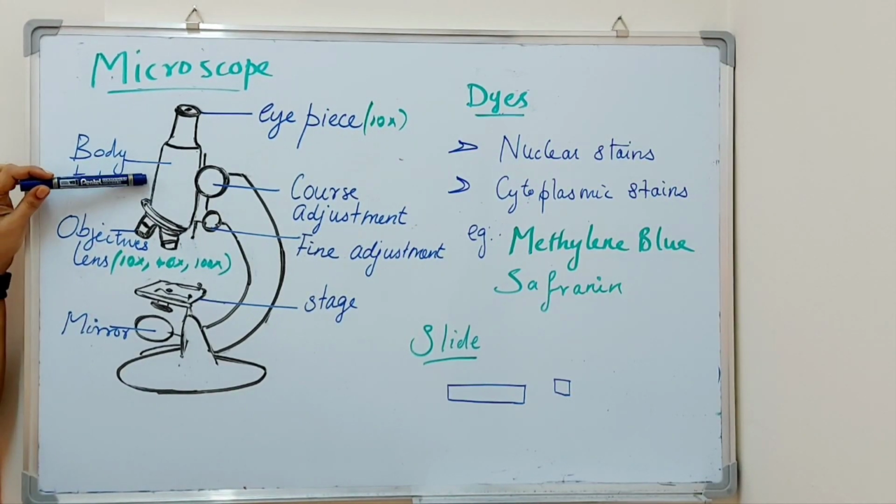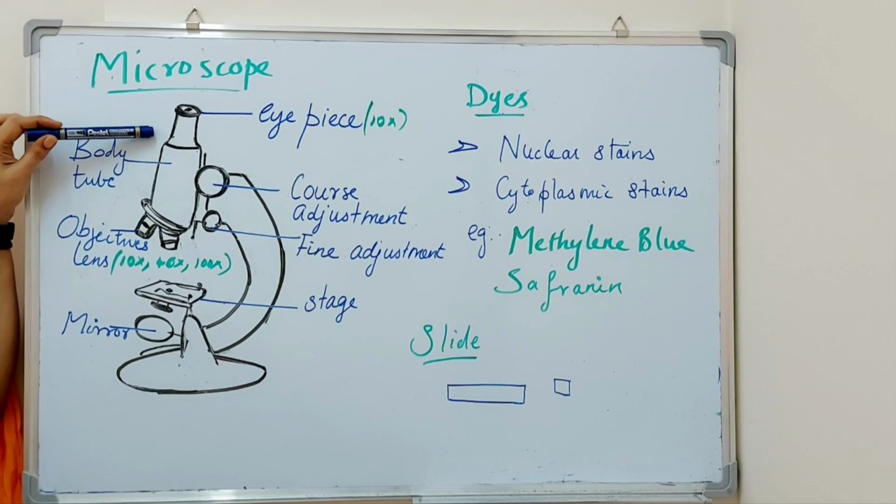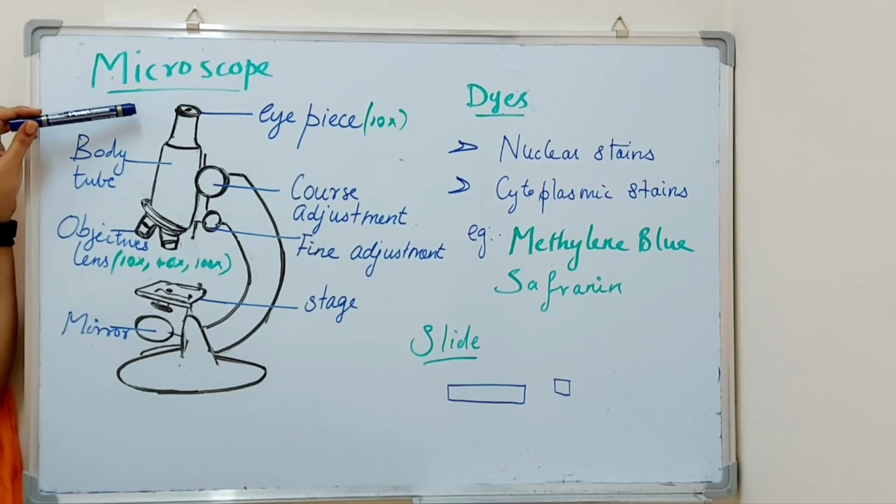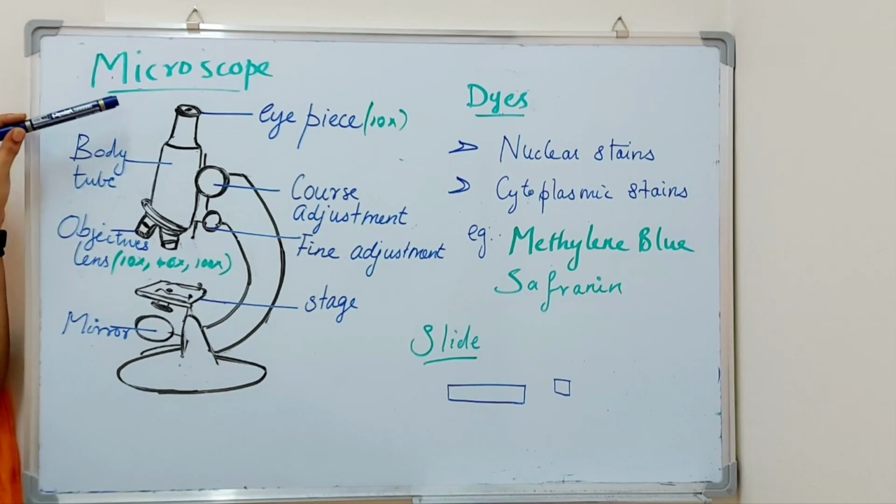First of all, there is a body tube, and on the upper side of the body tube, there is a lens known as the eyepiece, otherwise known as the ocular lens. And on the underside of the body tube also, we can see lenses that are known as the objective lens, and they have powers of 10x, 40x, 100x like that. The power of the eyepiece, that is the topmost lens, is also 10x.